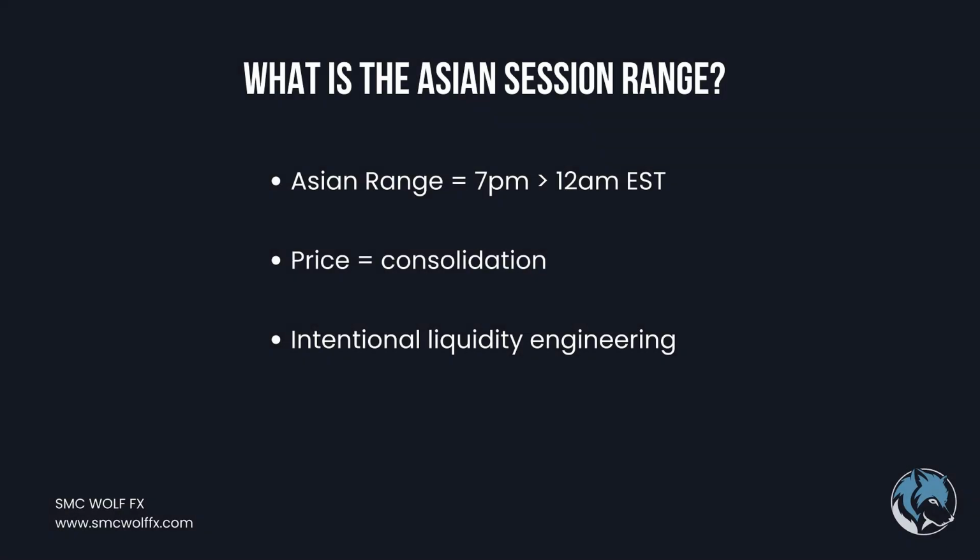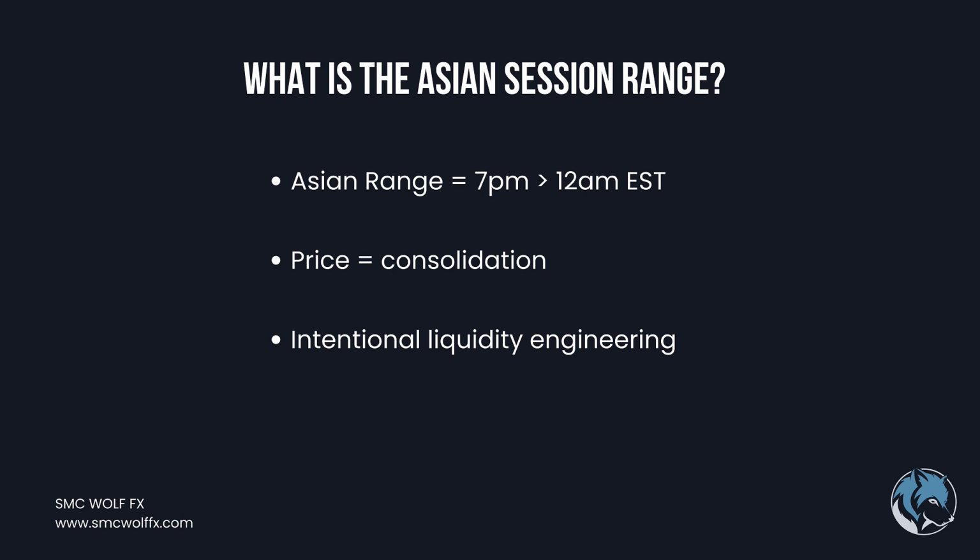The Asian session runs from 7 p.m. to midnight New York Eastern Time. Of course, you may have seen different time zones used online for the Asian range, but this is what I use. During this window, price usually moves sideways in a tight, low volatility range, but that's not random. It's assumed that it is intentional liquidity engineering.